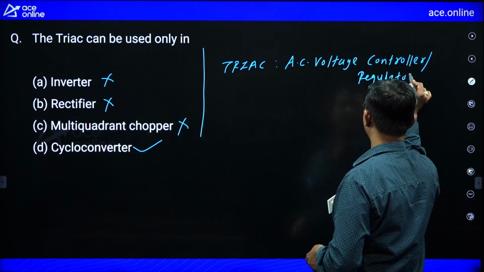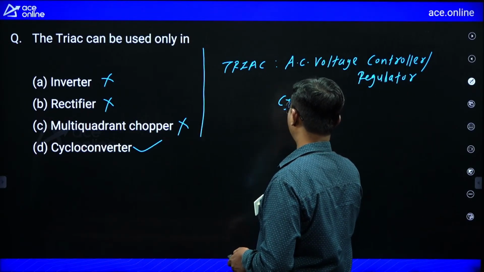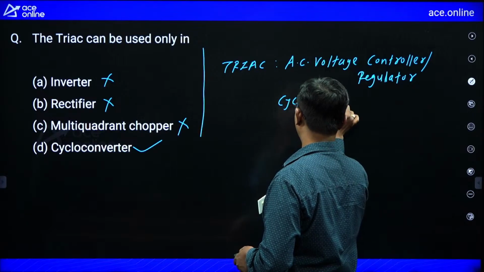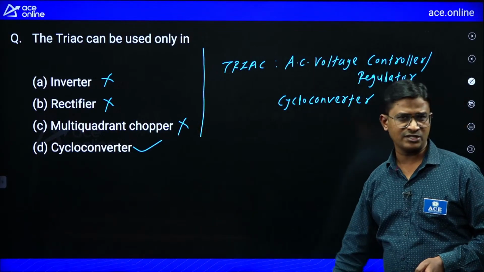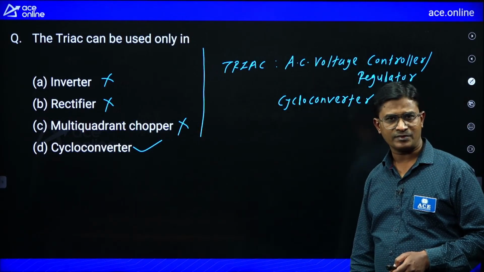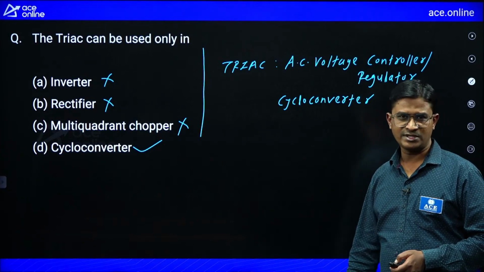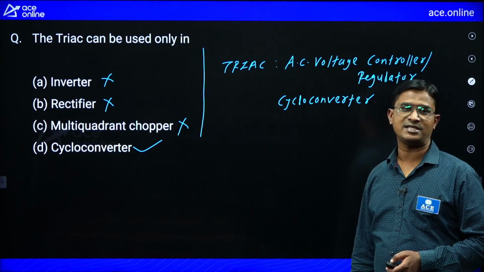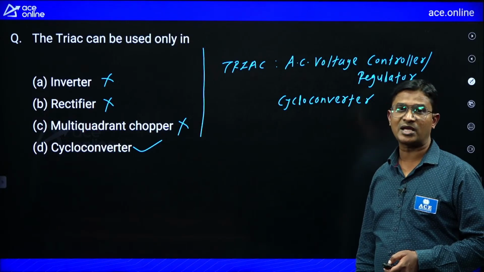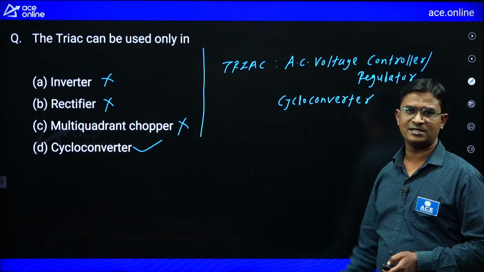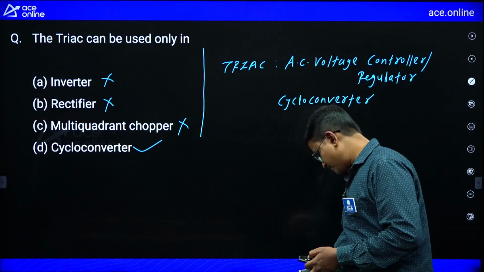And yes, it is used in a cycloconverter, right? SCRs and a triac, these are the switches. Those are used in the converters where input is AC. But in rectifiers I use the SCRs, and in an AC voltage regulator or cycloconverter, there we require the bidirectional, so that's why we go for the triac. Okay, so correct answer is option D. Option D is the correct option.